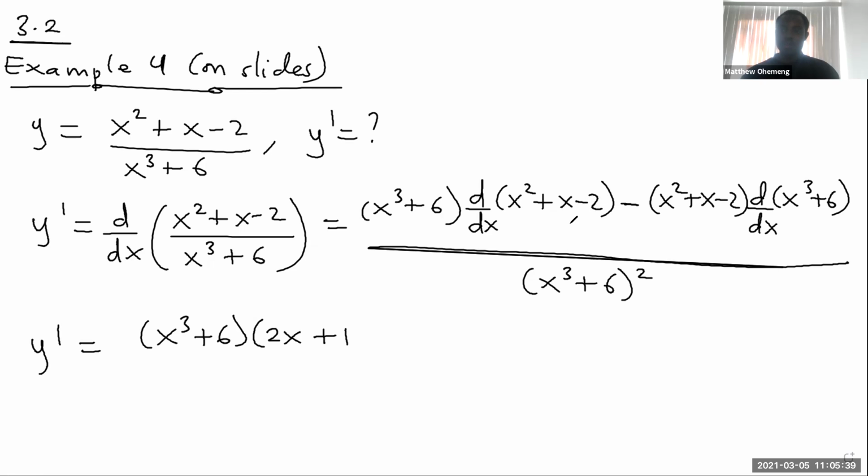Now, what about the derivative of 2? That's a constant, right? The derivative of 2 is what? 0. Perfect. Thank you. So that's 0, so I can decide not to write that. And then minus s squared plus x minus 2.